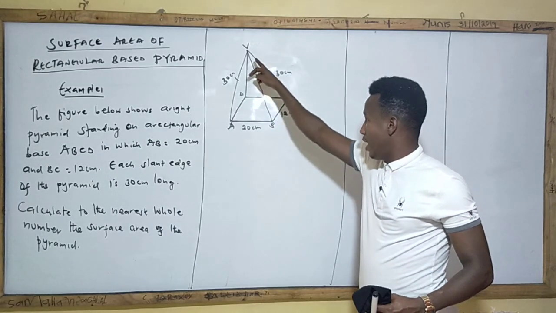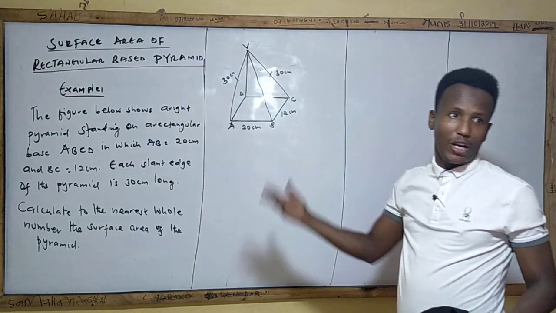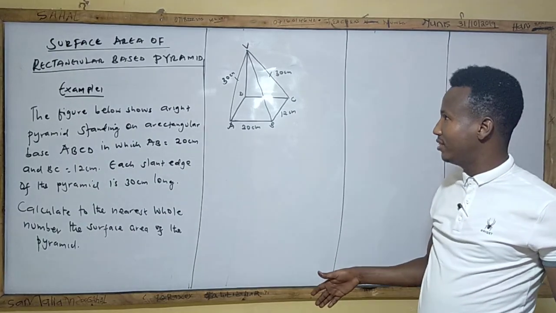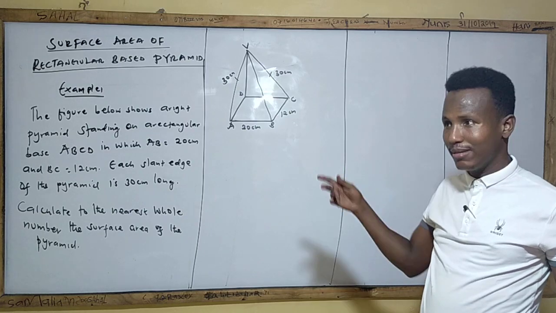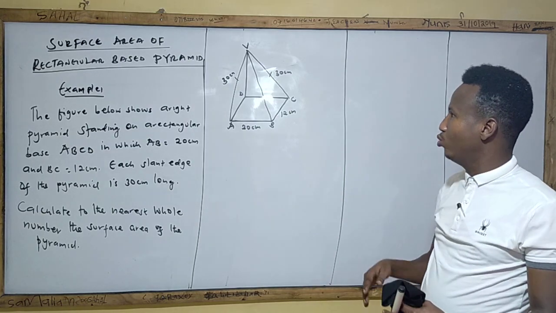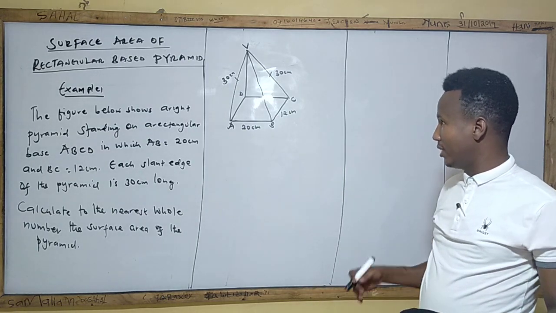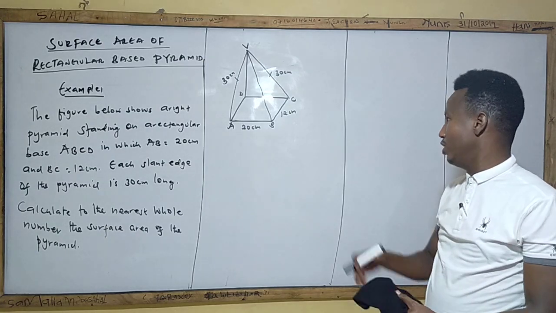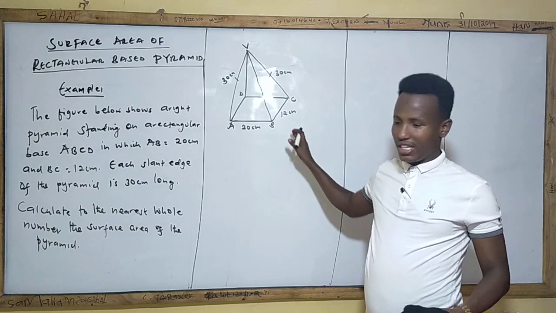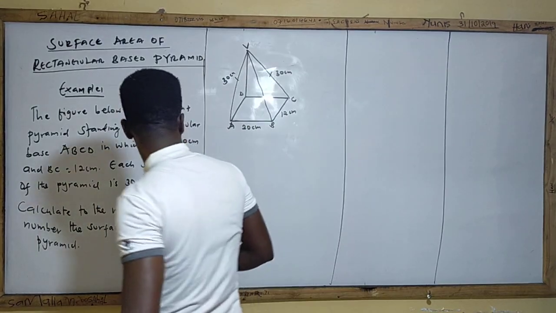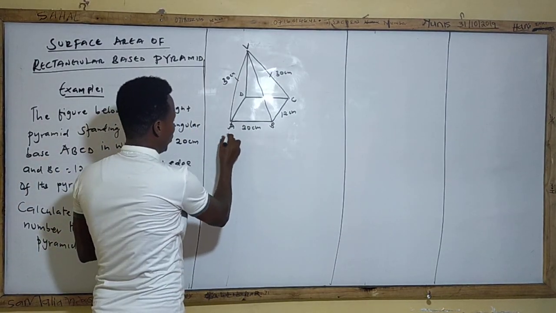You also pick out triangle VAB, which is also an isosceles triangle, and get the true height. Then get the area times 2 again because you have another similar triangle. Then add the two areas, and that will give you the area of the 4 triangles. Then to get the surface area, you add the area of the rectangle. That is the procedure. So to solve this, I'm going to say solution.